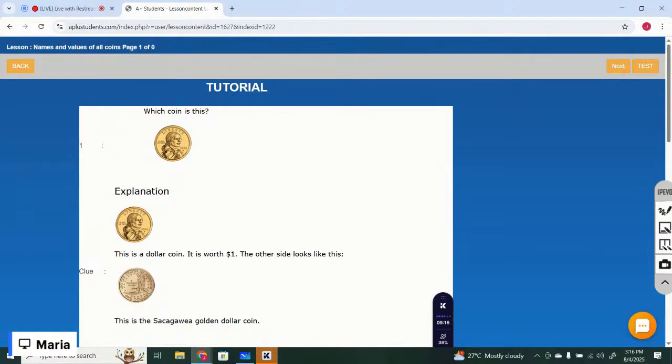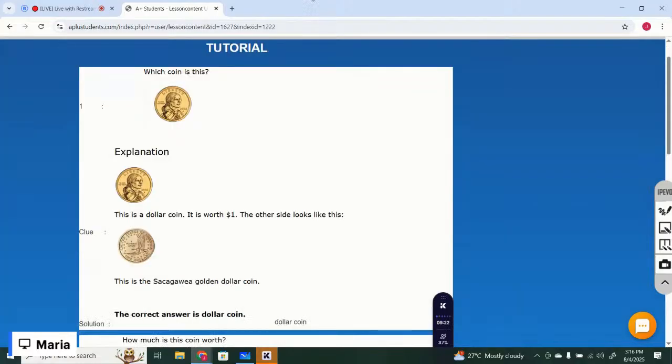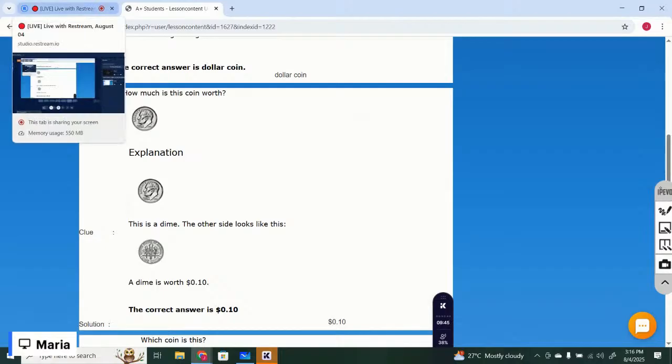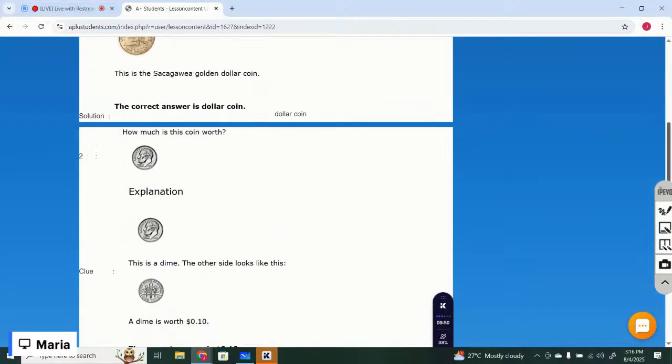Which coin is this? This is a dollar coin and it is worth $1. And the other side looks like this. This is the dollar coin. You can see here on the coin that is already mentioned $1 it is, right? Okay, how much is the coin worth? Coin worth 0.10, that is the dime. Let's just start with the test questions.